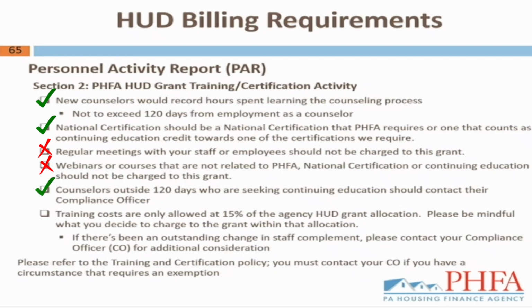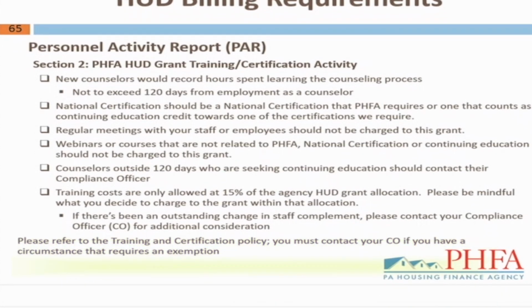Counselors outside 120 days who are seeking continuing education should contact their compliance officer. Training costs are only allowed at 15% of the agency HUD grant allocation. Please be mindful of what you decide to charge the grant within that allocation. If there's been an outstanding change in staff complement, contact your compliance officer for additional consideration for training hours. Refer to the training and certification policy, and you must contact your CO if you have a circumstance that requires an exemption.